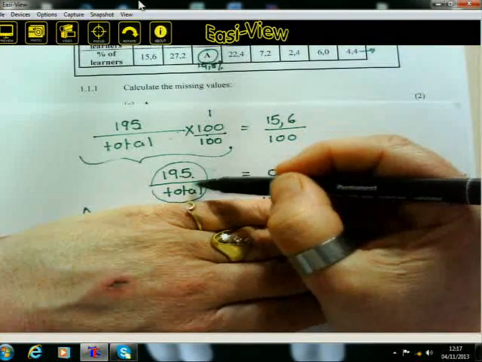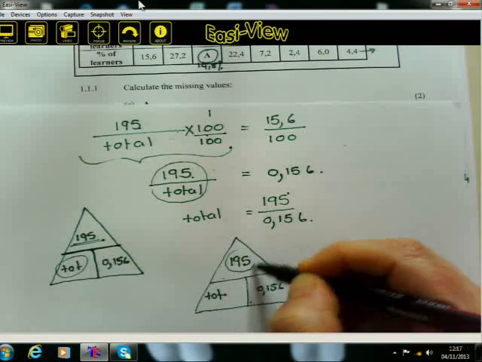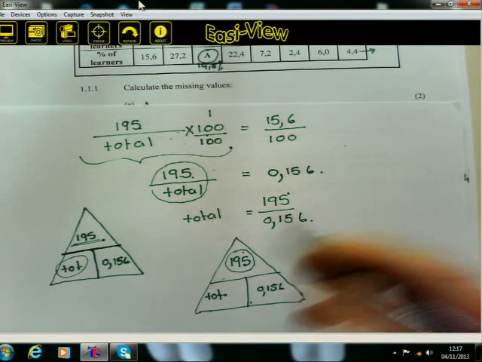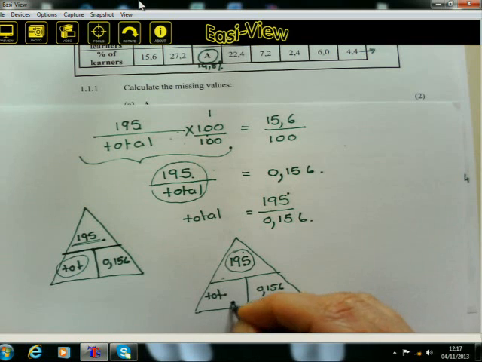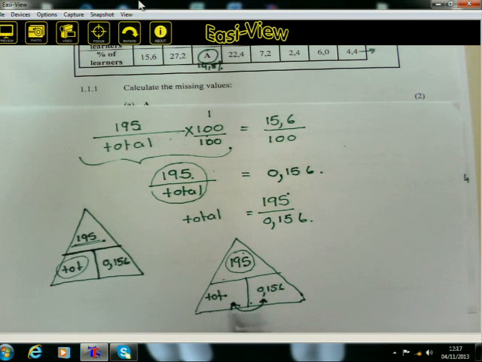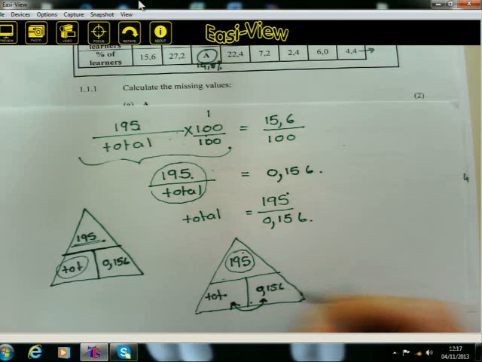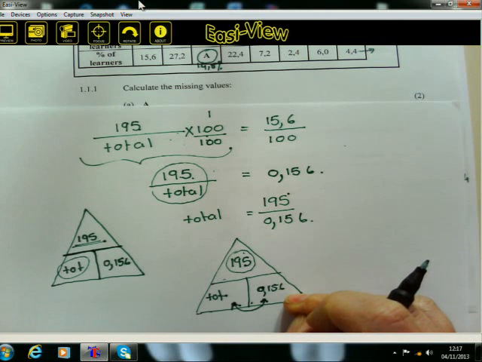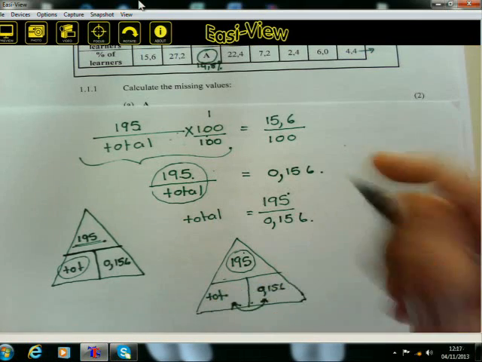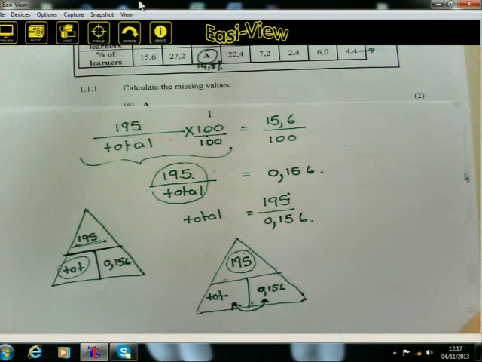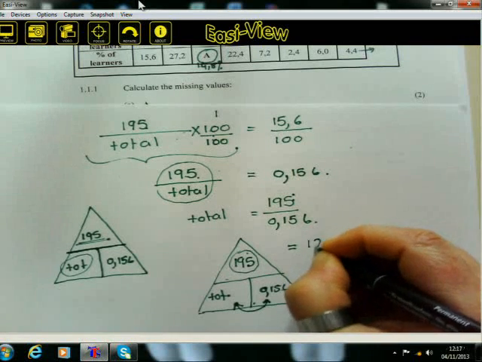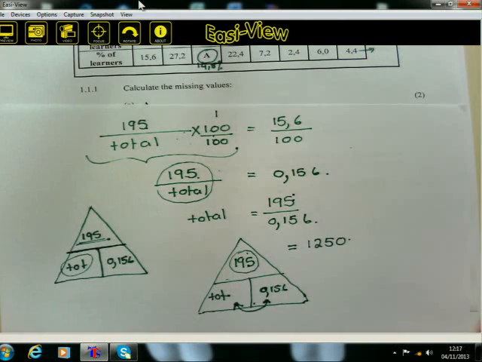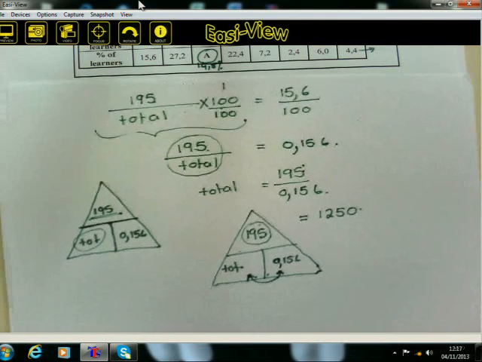If you look at that 195 over total, 195 will go to the top part of the triangle, and the total will go to the bottom. It doesn't really matter whether you put the total here or here. Okay. So the total is going to be there, then my 0.156 goes into the other part of the bottom of the triangle. So if I want the total, I simply say 195 divided by 0.156. And if you press that on your calculator, you will immediately get 1250.